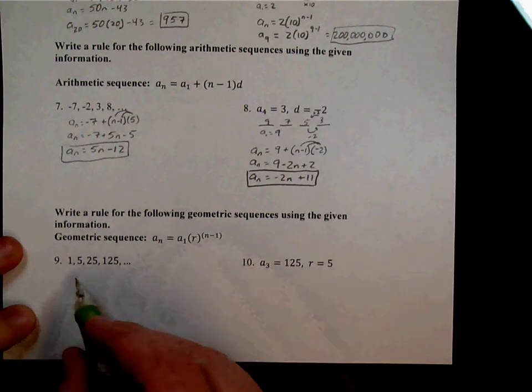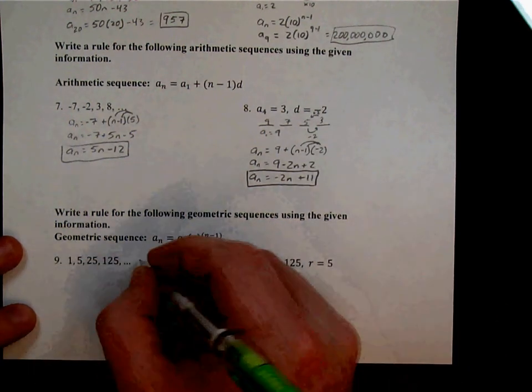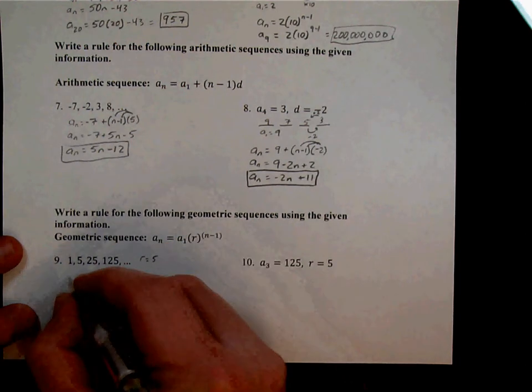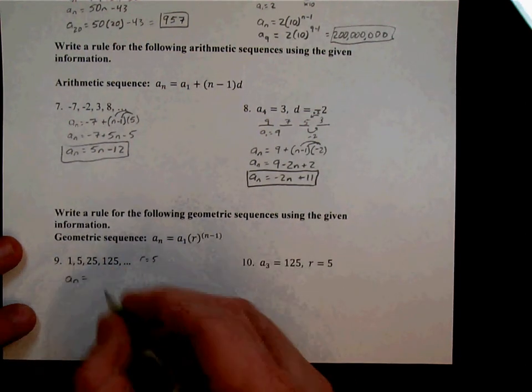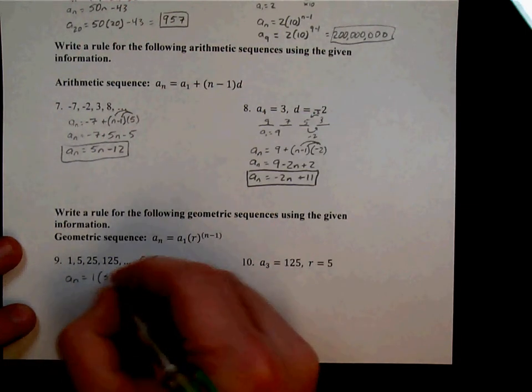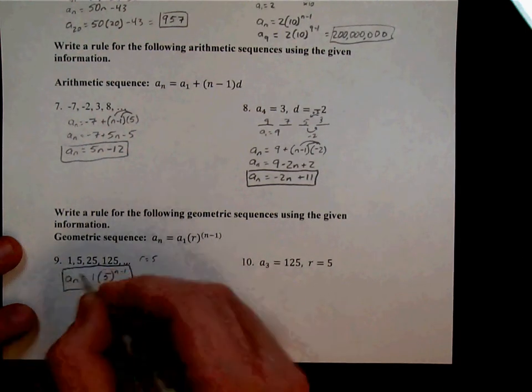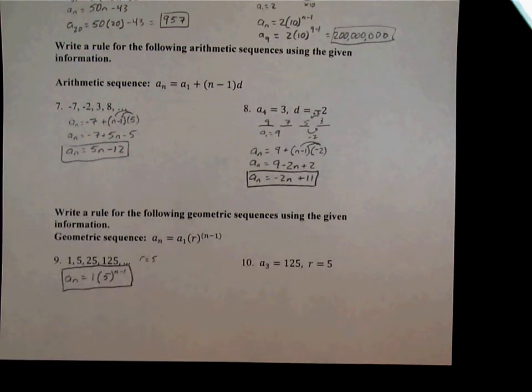Okay, now geometric. So we know our first term. We see we're multiplying by r, or I mean we're multiplying by 5. So r is 5. So first term is 1 times 5 to the n minus 1. Since we were multiplying by 1, I don't really need to write the 1. I could just say 5 to the n minus 1. That would be acceptable as well.